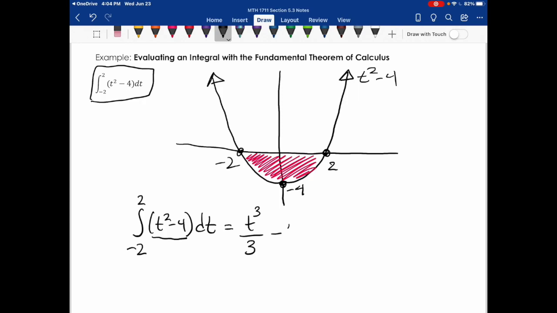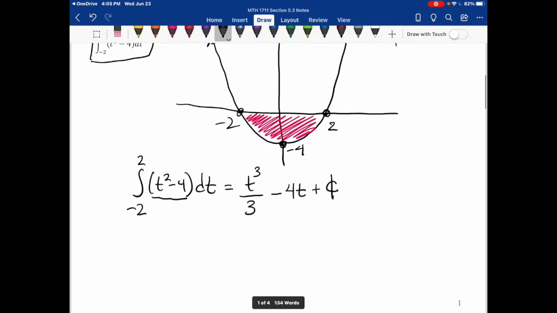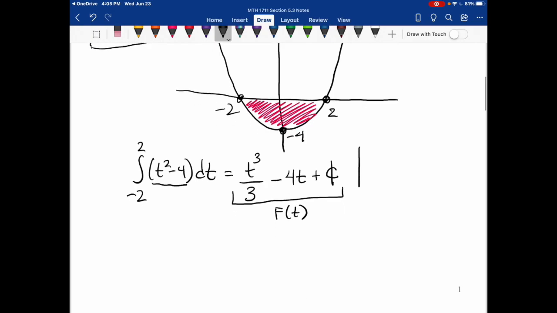And then to find the antiderivative for -4, that's going to be -4t, and then I have to add in my constant. So I have my family of functions here that will work. If I take the derivative of this now, this is considered my capital F. So if I take the derivative of this capital F of t, I'll get t squared minus 4.